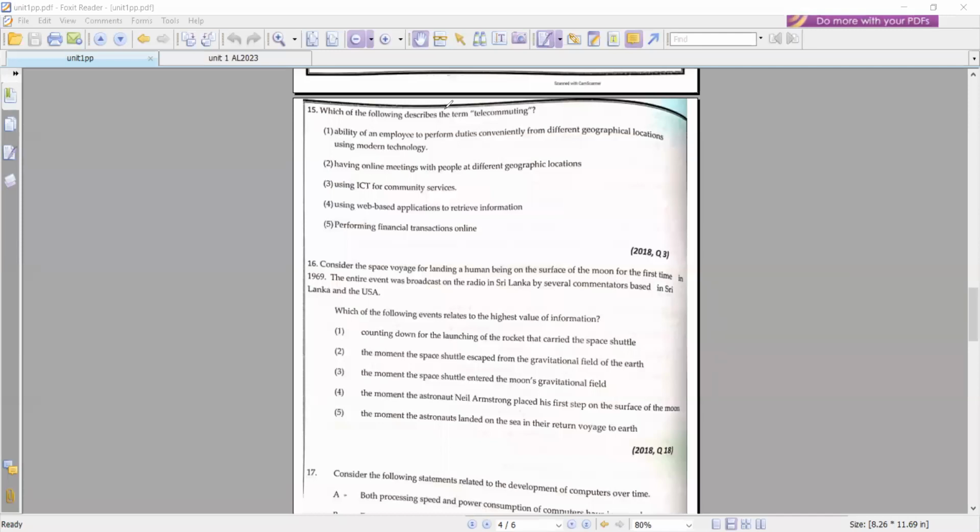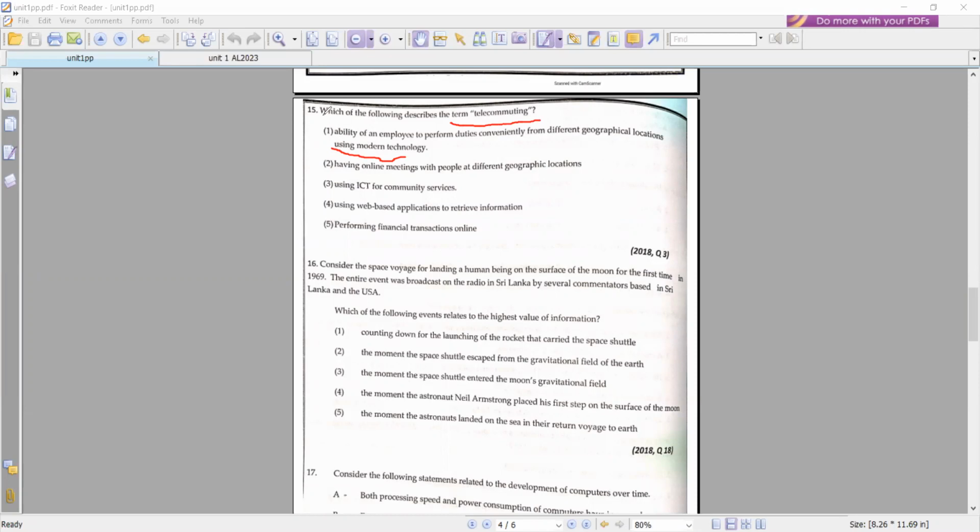So they are connected to the office network, and then they are working from home. That is called telecommuting. So which one describes it well? The first one is the answer, right? This is a bit of a new thing.